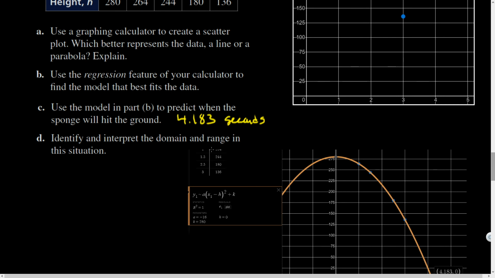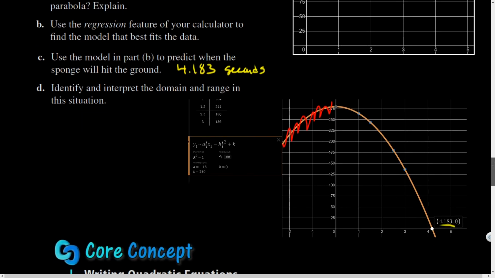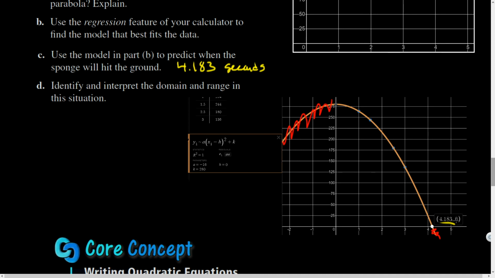And then interpret the domain and range. And so this part of the graph didn't technically exist because we don't have negative time occurring. And this part of the graph doesn't exist because I don't anticipate the sponge is going to penetrate the ground. That would be crazy. And so the domain is going to be, well, there's a few different ways I could write it. Tell you what, I'll just write it as an interval here: 0 is less than or equal to x, well, let's use t instead of x, shouldn't we? Is less than or equal to 4.183.